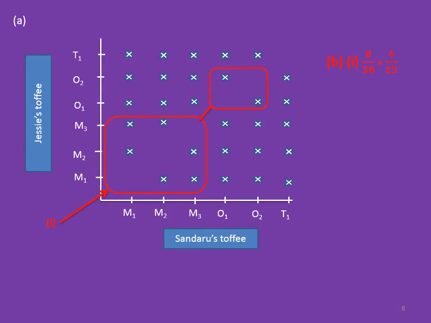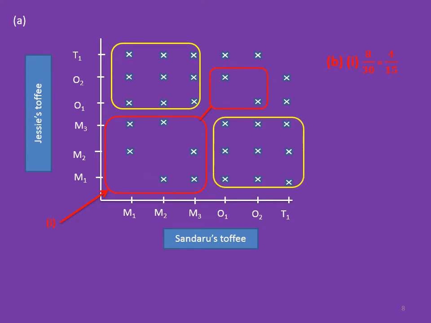Part 2. Only one person getting a milk toffee. This part, if Sandaru is getting milk toffees and Jessie is not getting milk toffees. This part, if Jessie is getting milk toffees and Sandaru is not getting milk toffees. How many possibilities are there?